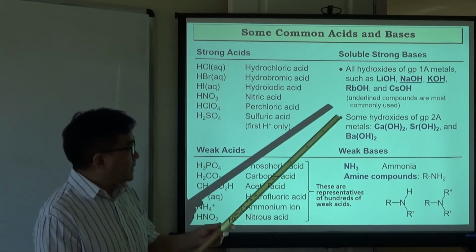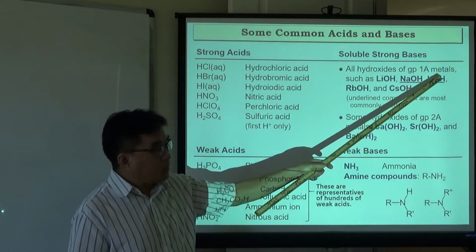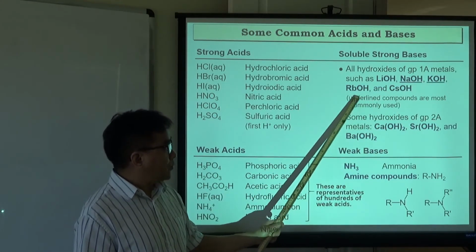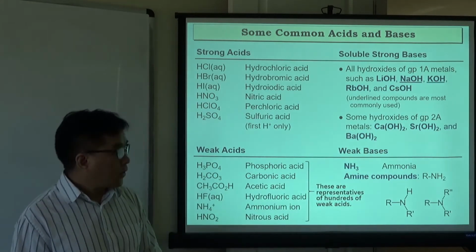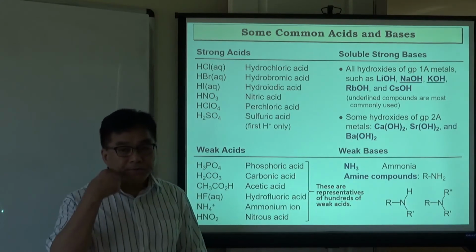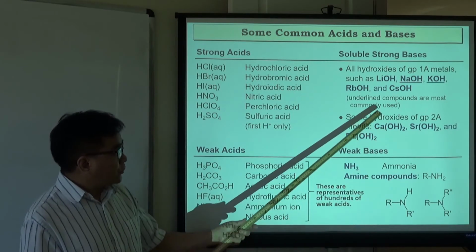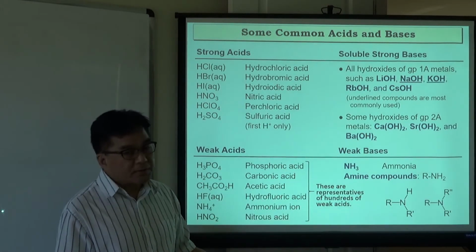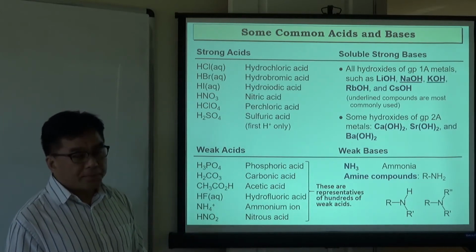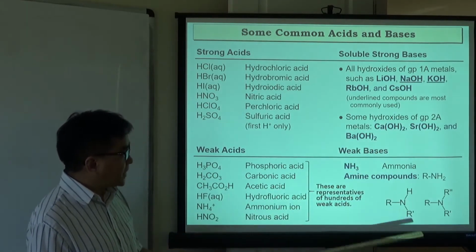Okay, and this is the list of the strong bases. So all the hydroxides of group 1A metals, like lithium, sodium, potassium, rubidium, etc. Those are strong. Okay, so sodium hydroxide and potassium hydroxide are most commonly used in the general chemistry lab in college. Lithium hydroxide, cesium, rubidium hydroxide, you don't see them very often because I think they're rare and a lot more expensive. So most of the time you're going to see sodium or potassium hydroxide.